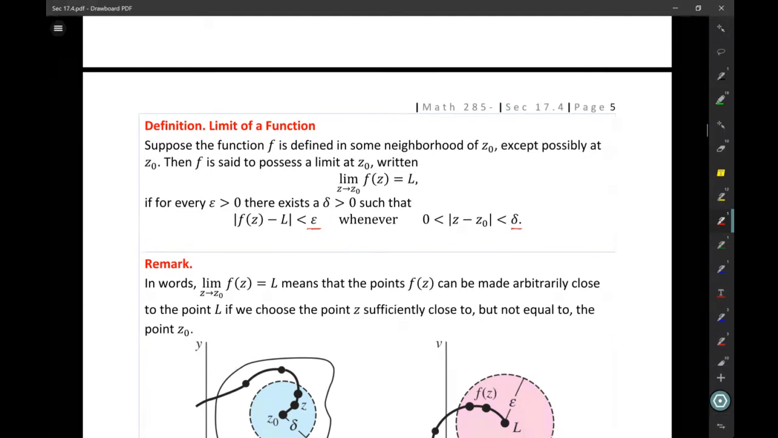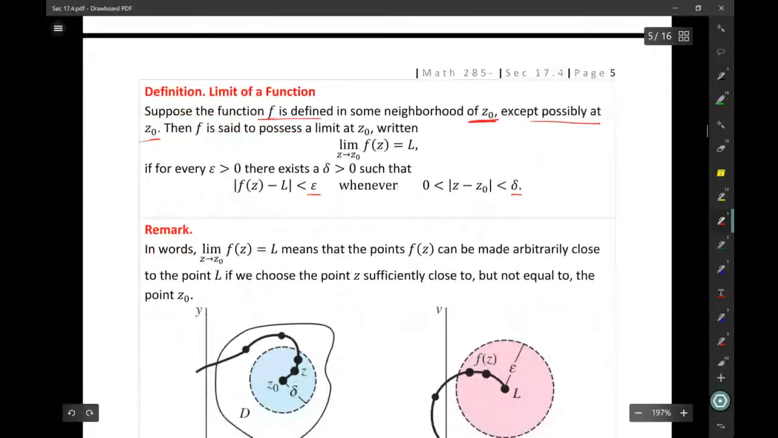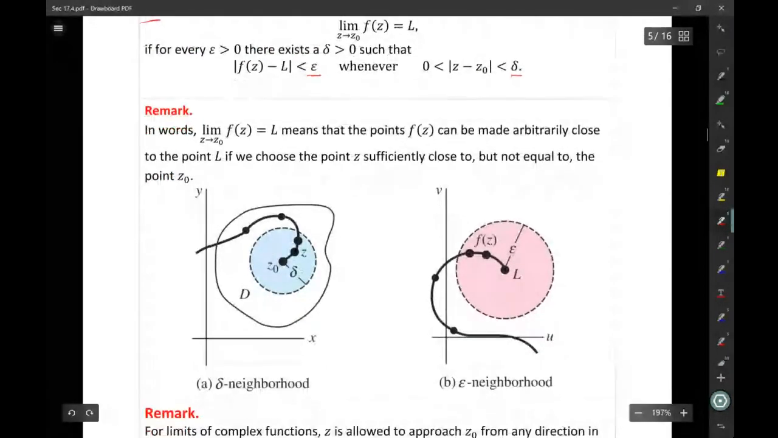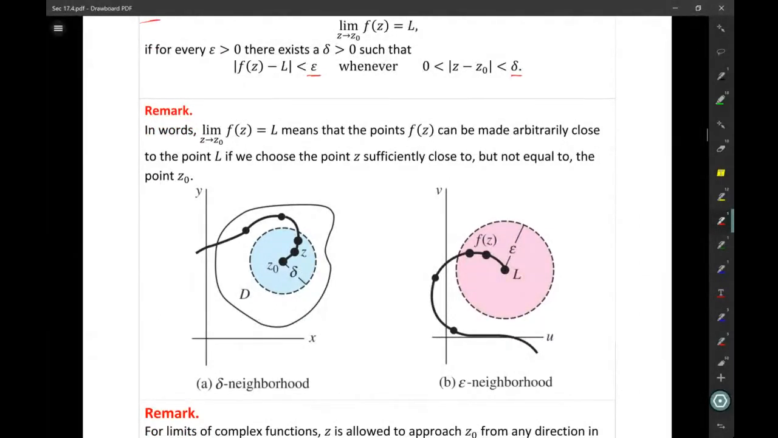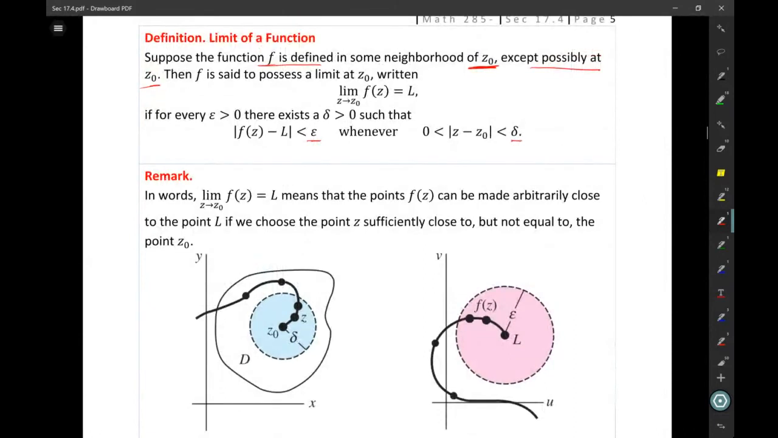If we suppose that we have a complex function defined in a neighborhood of z naught except possibly at the point z naught. I mean, I have a complex function f of z. Maybe it is defined somewhere in a neighborhood around z naught. This neighborhood has a radius delta. But it's not necessary for the function itself to be defined at z naught.